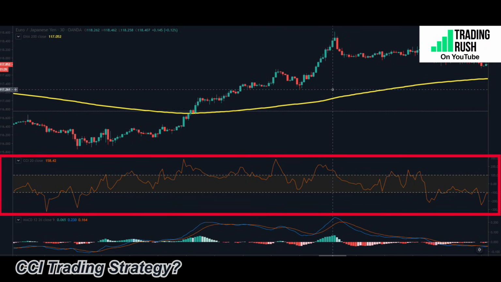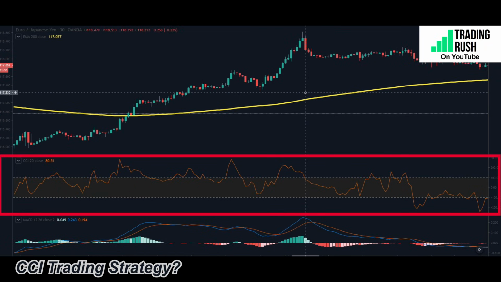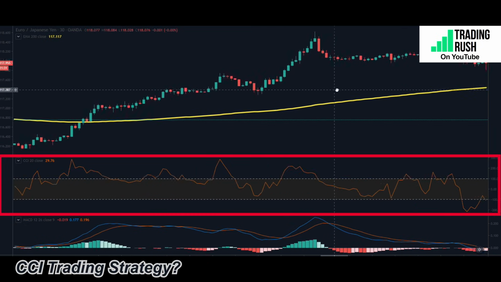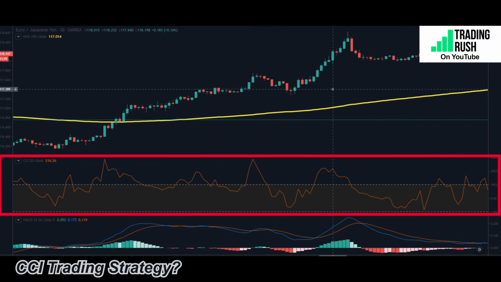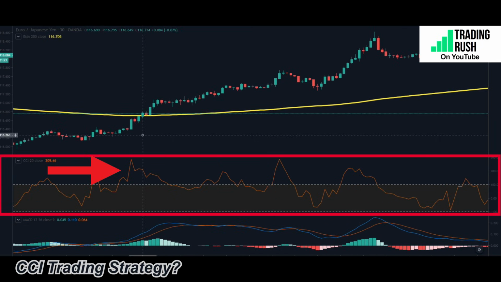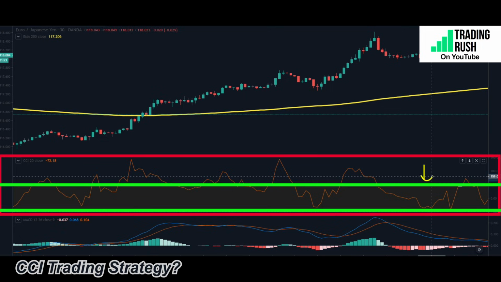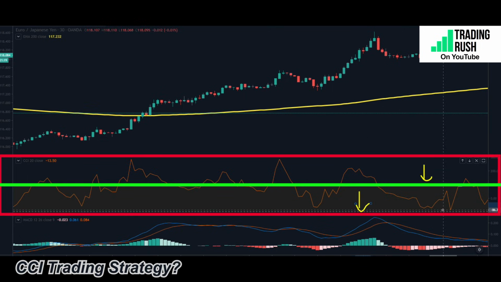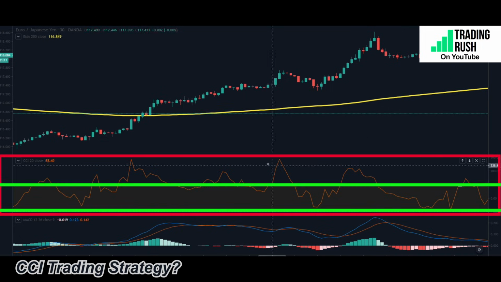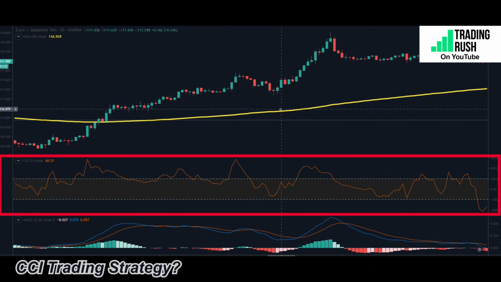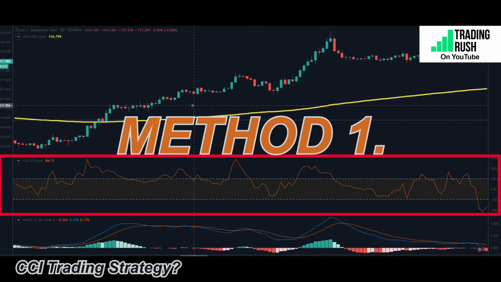This is how the CCI indicator looks. At first look, it looks like the RSI indicator, but it is very different. On TradingView, the CCI indicator comes with an orange line, called the CCI line, and two horizontal lines, called the upper band and the lower band. The two trading strategies based on this indicator are really simple. Let's start with the first method.